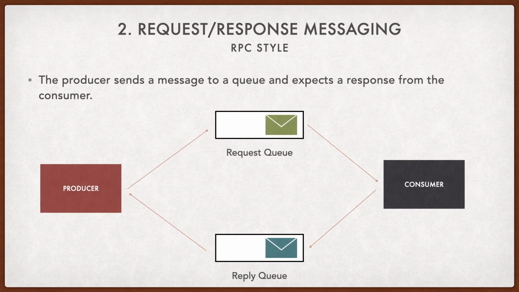Request-response messaging, also known as the RPC style. The producer sends a message to a queue and expects a response from the consumer. If the response is not delivered within a reasonable interval, the producer can either send the message again or handle the situation as a timeout or a failure. This pattern usually requires a separate communications channel in the form of a dedicated message queue to which the consumer can send its response messages. The producer listens for a response on this queue.